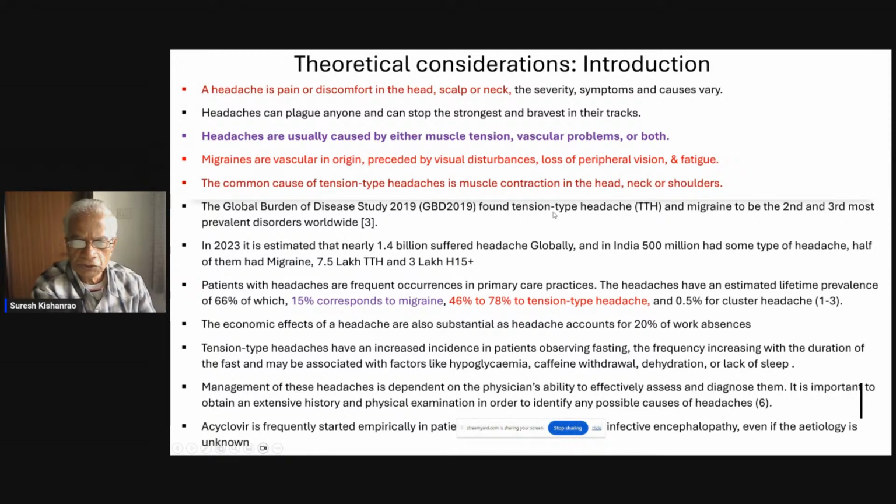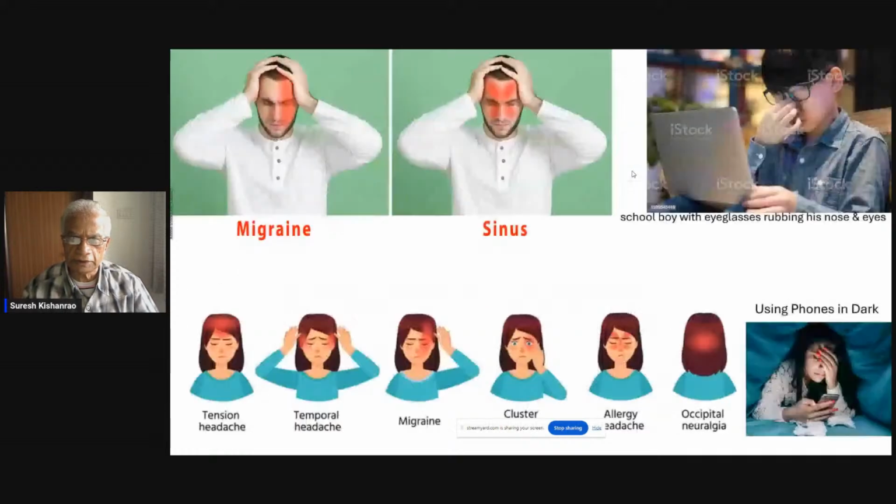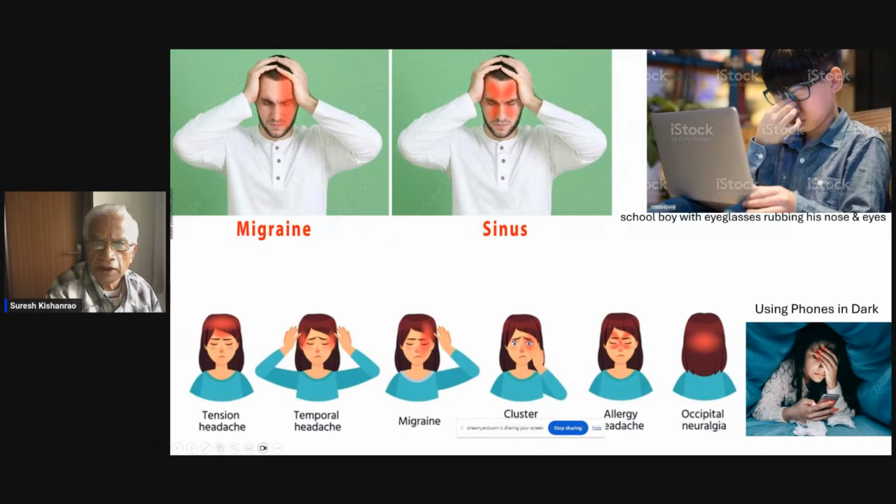Now, having seen this, as academicians we look at certain theoretical considerations which take care of the probability, prevalence, and burden in the entire country, and a figurative representation of the types of headache, migraine. If the sinus is involved, you can see the headache is over the midline, frontal, and when you press here, you will see the tenderness. And in schoolboys, rubbing the nose and eyes with eyeglasses pulled up is an indication.